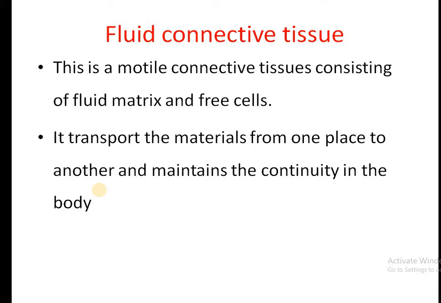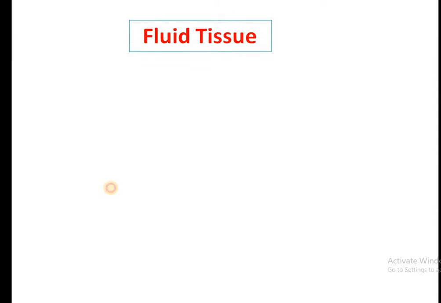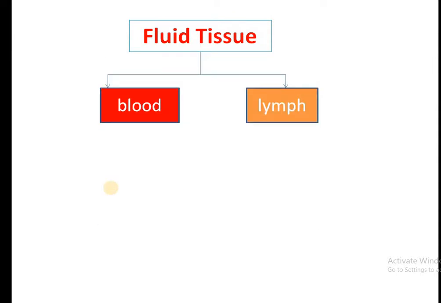This is a motile connective tissue that consists of fluid matrix and the free cells that flow in the matrix or the fluid. It includes two types, mainly blood and lymph. Here you can see, yes, fluid tissues, blood and lymph.